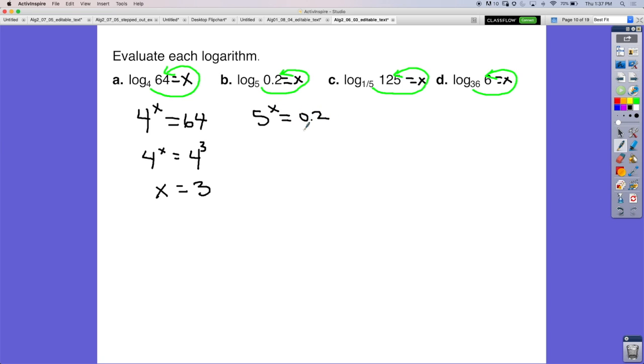Okay, this one isn't as easy to see. I'm going to write this as 5 to the x equals 2/10. Oh, can I reduce 2/10? So this is really 5 to the x is really 1/5. Oh, how do I make 1/5 look like 5? Reciprocal. So 5 to the x is really 5 to the negative 1. That's the reciprocal. So what's the answer here for x? Negative 1.